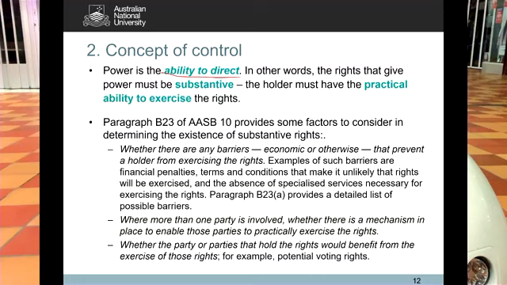And also, when more than one party is involved, whether there is a mechanism in place to enable those parties to practically exercise the right will also be a consideration.